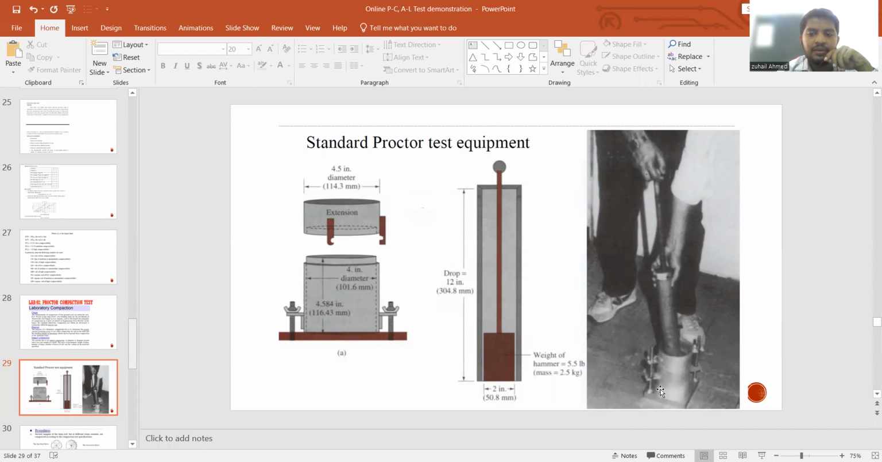This is the photograph of the particular apparatus, and this is the schematic diagram. So there is a collar, which you add. When you extend the hammer up to this drop height, you apply the load there. Then you can find the maximum dry density at the optimum water content.